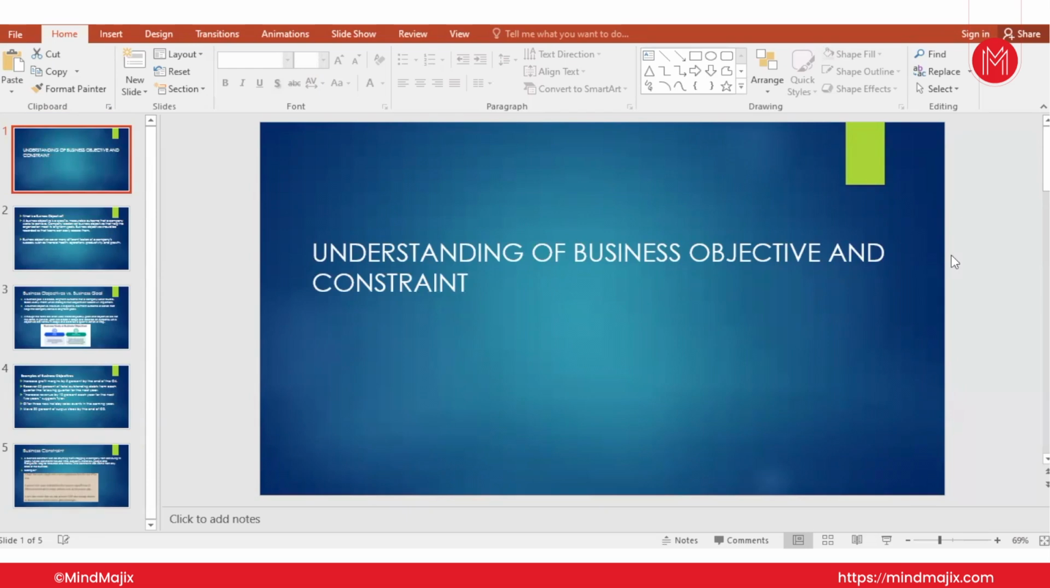What are business objectives and constraints? Before doing any project as a business analyst, we need to understand what the business objectives are and what the constraints are. So let's discuss that.